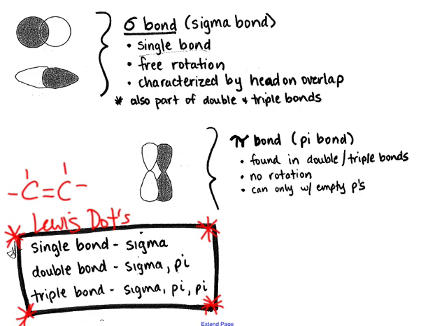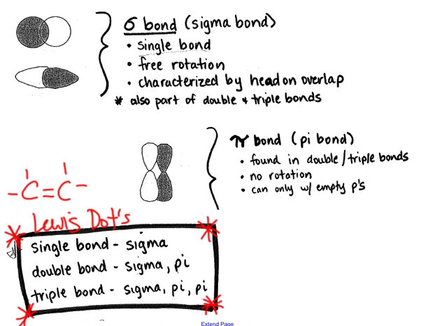Okay? Now, let's talk about the characteristics of sigma bonds. Sigma bonds are single bonds. You've seen them in molecule kits. When you make a single bond, free rotation, what does that mean? That means I can rotate any of these atoms. That's what single bonds allow, okay? And they're characterized by head-to-head overlap. What that means is when 2 orbitals are hanging out next to each other and they just go like this and bond that way, that's considered to be a sigma bond, okay? And oh yeah, it's also part of double and triple bonds, which we'll talk about when I draw pictures.